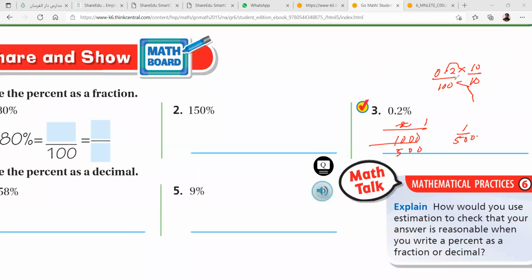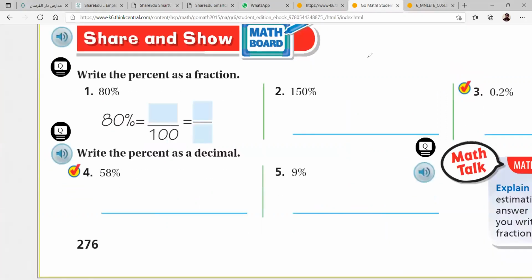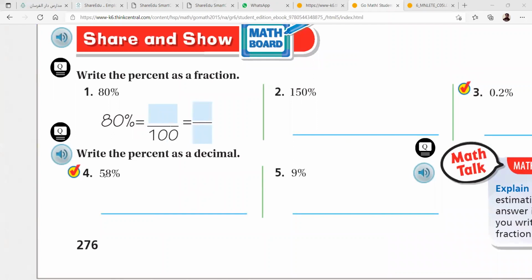Finish, girls? Finish? Haifa? Yes. Did you finish writing, Haifa? Percentage, 58%. How can I write? 58%. What should I write? 58 over? Come on, Haifa, try. Instead of percent, what should I write here?